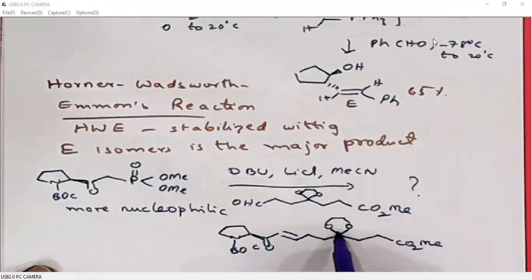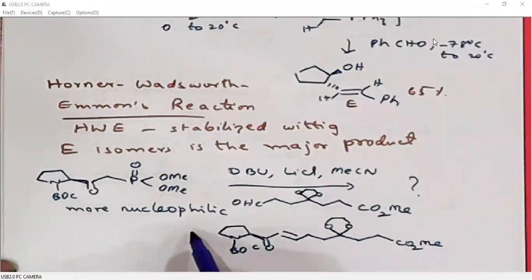Another example: a carbonyl was there, and it was protected with 1,2-ethanediol, right? After the Wittig reaction, we can hydrolyze. Acid hydrolysis will again give the carbonyl back, right?